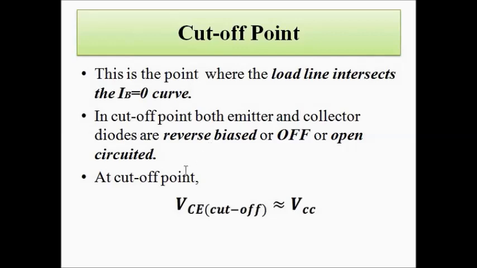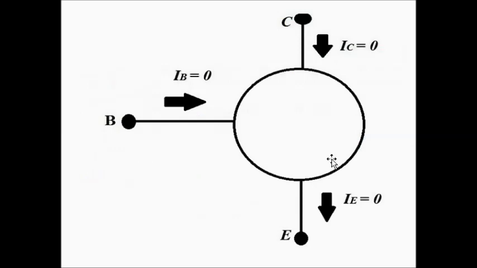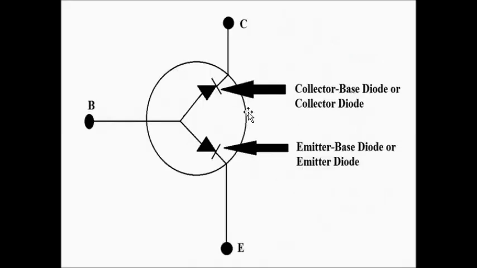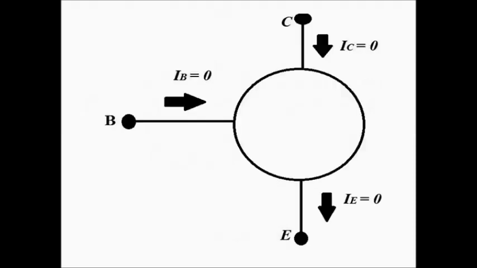Okay, then we can say that the BJT is in cutoff mode of operation. This is the cutoff mode BJT internal structure, where both the diodes are open circuited, they are off. You see this, both the diodes are open circuited, they are reverse biased, they are off. As a result, in cutoff mode, all the BJT currents are equal to 0. The base current is 0, the collector current is 0, the emitter current is 0. This is the cutoff mode of operation.